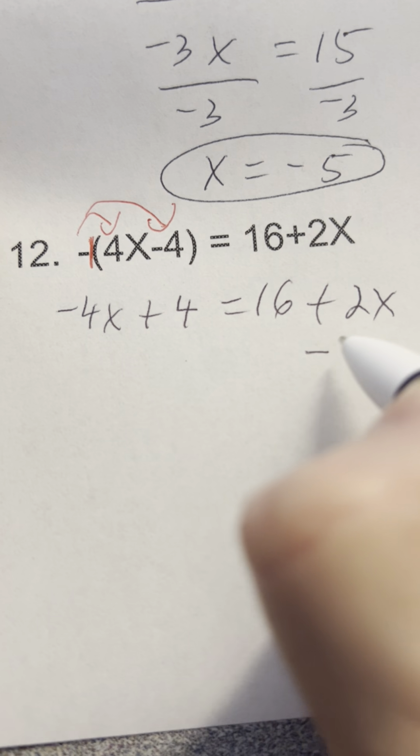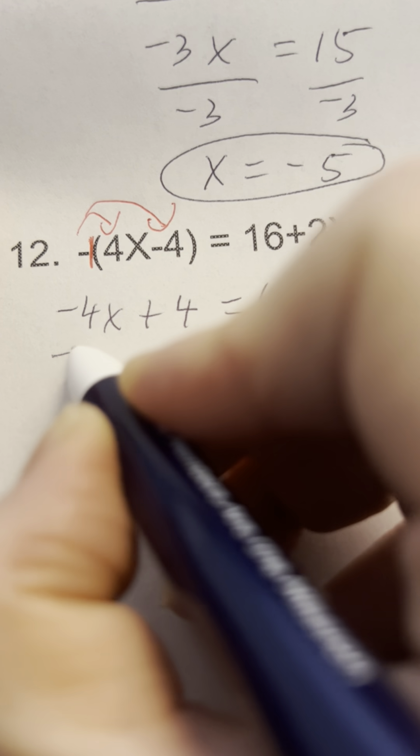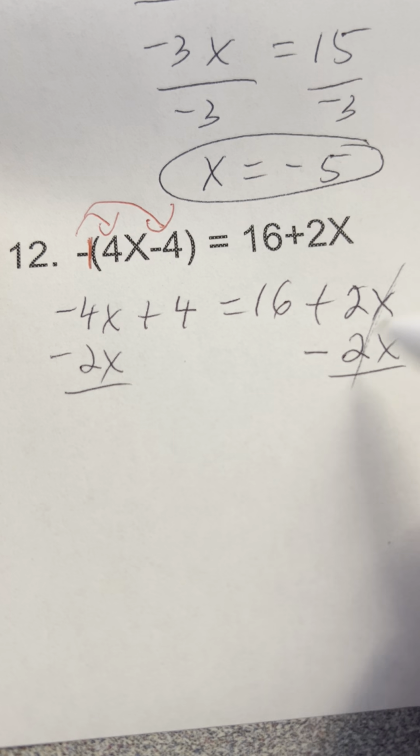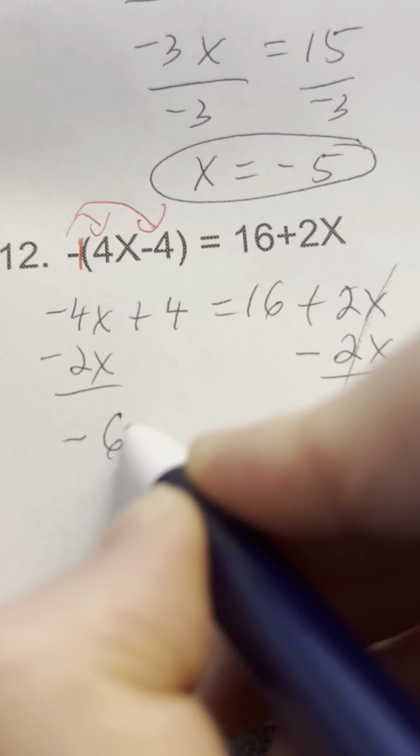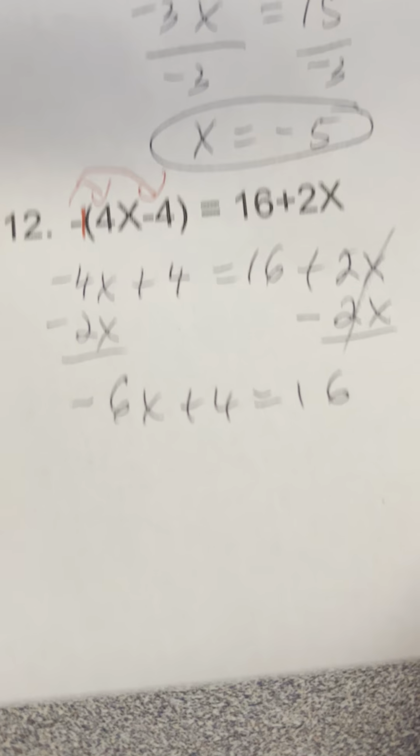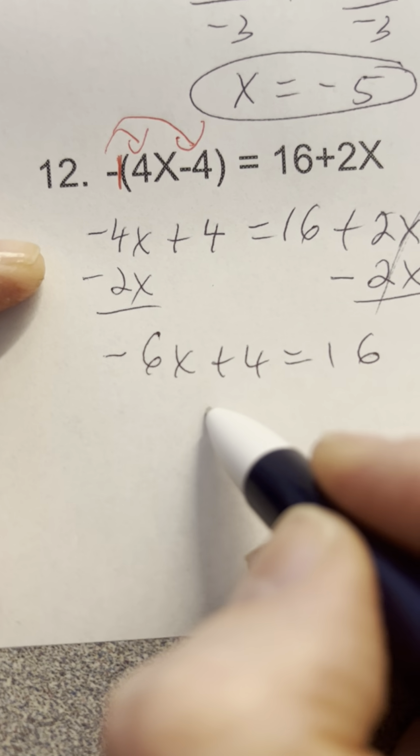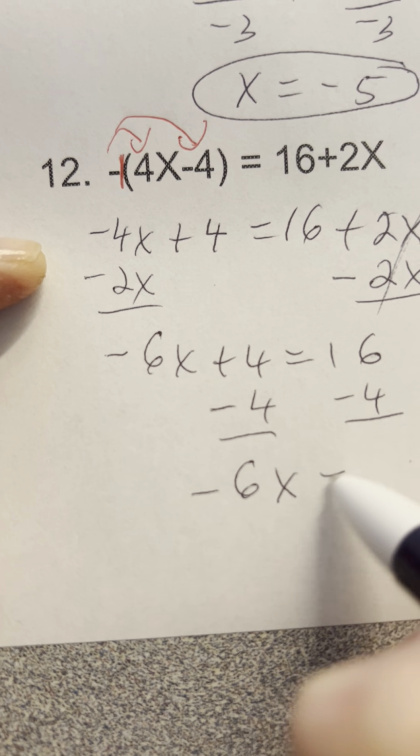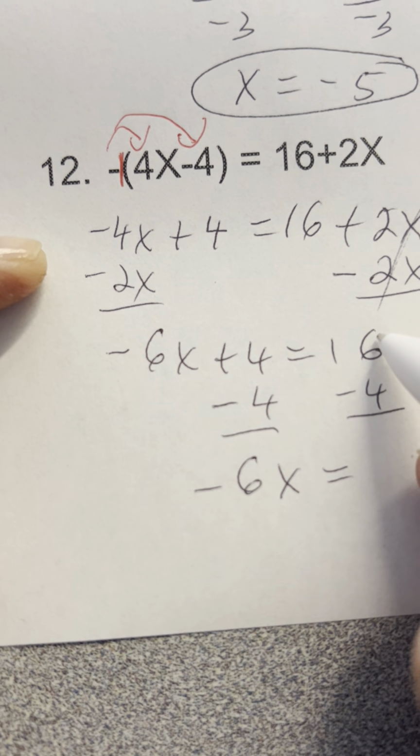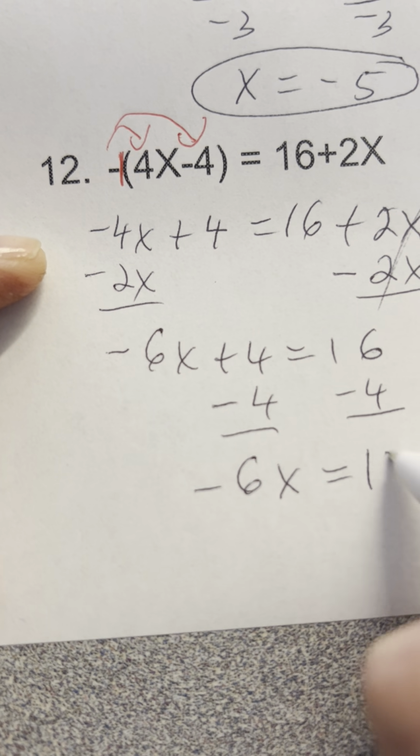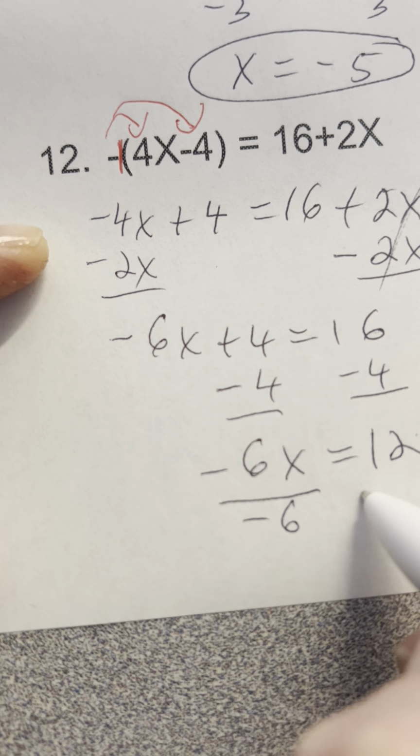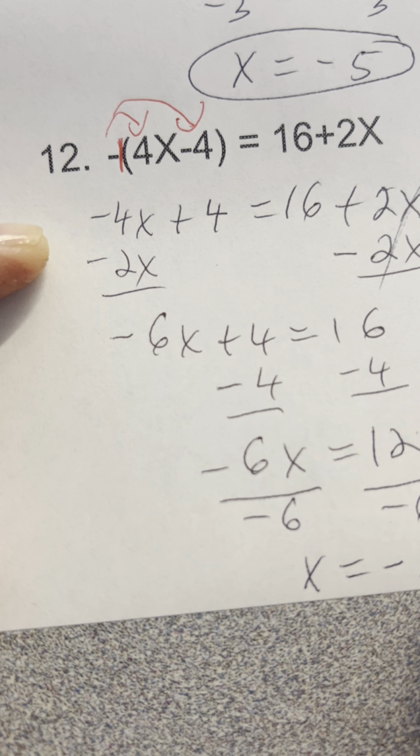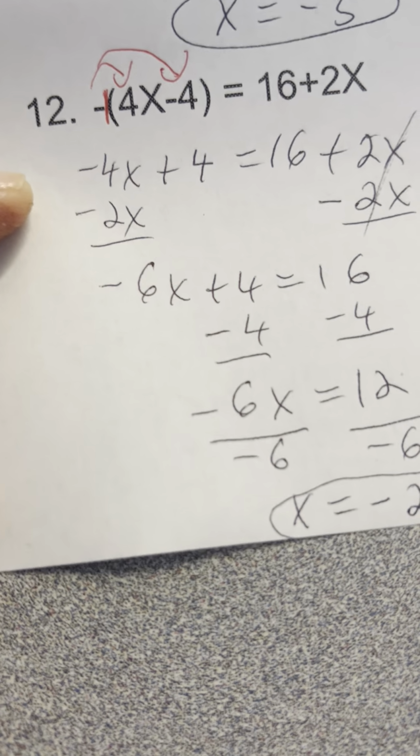All right, I'm going to start with this side. Right side, minus 2x to both sides. This will cancel. So you got negative 6x plus 4 equals 16. We are back to one-step equation. Minus 4 to both sides. And 16 minus 4 is 12. And divide by negative 6. Okay, we end up with negative 2.